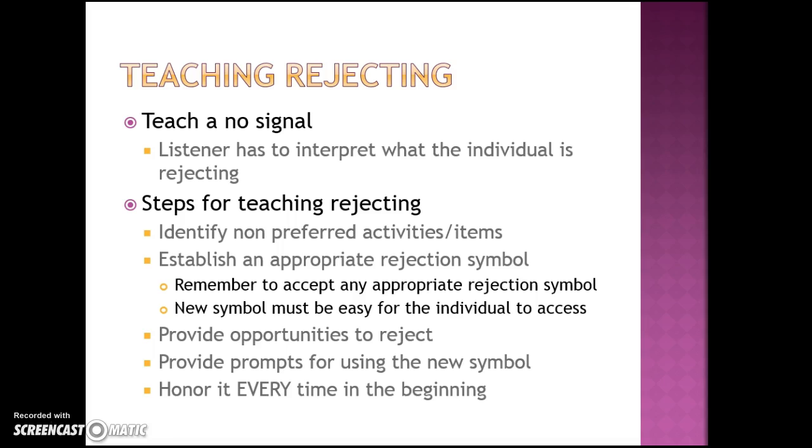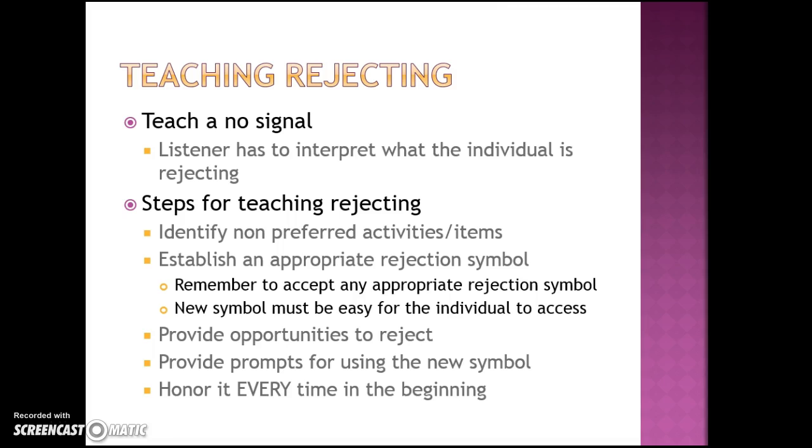You're going to establish the appropriate rejection symbol. You have to teach that to them first. Remember, it can be anything appropriate. If they're going to do the sign for all done, that's fine. If they're going to do the sign for no, that's fine. You can have a button programmed onto your speech generating device that says I'm all done. You can have a picture symbol that means need a break. You can have the individual shut their eyes if that's appropriate and the family is okay with that, that's fine too. Choose any appropriate rejection symbol.